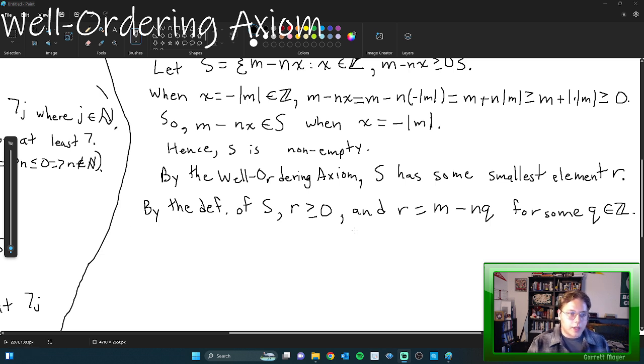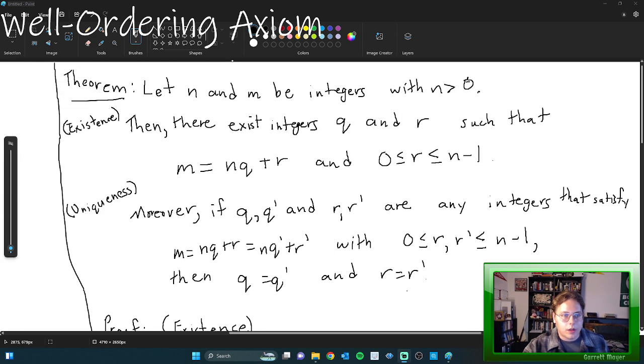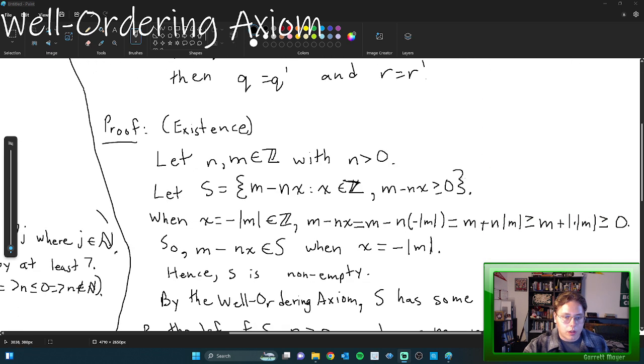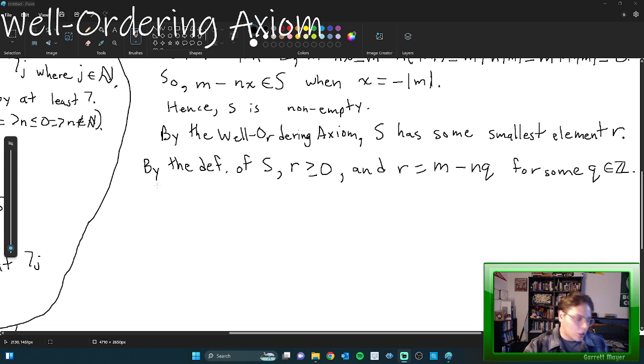Okay, so now we have some candidate for R, and we know that R is greater than or equal to 0. We know there's this decomposition here where if you move this nq to the other side, adding it to both sides, you'd have the equation we're looking for, m equals nq plus r. But we only have that r is greater than or equal to 0. We don't yet have that r is less than or equal to n minus 1. So to show this, we want to find an upper bound on r.